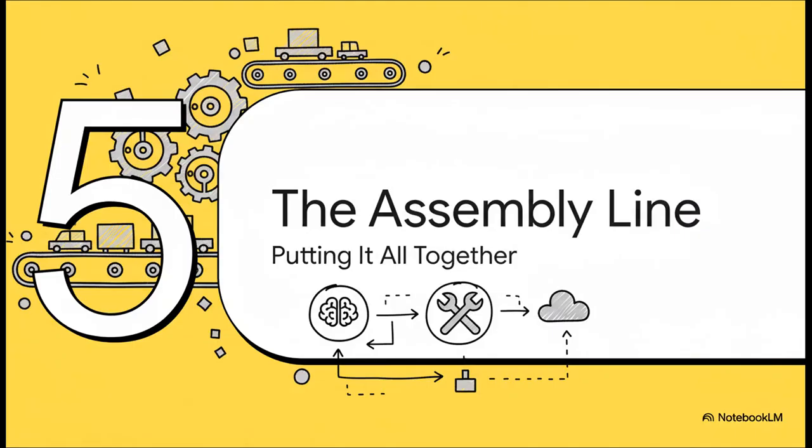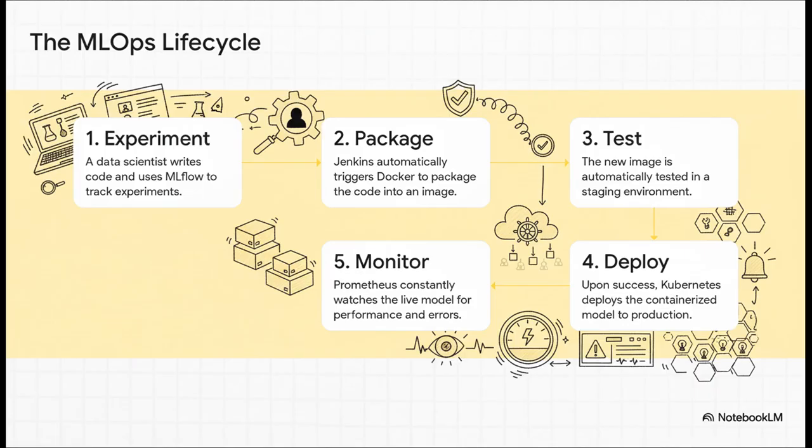Okay, so we've looked at the problem, we've talked about the philosophy, and we've met the core tools. Now let's put it all together. Let's watch our AI assembly line in action from start to finish. And here it is. This is the entire flow. It starts with a data scientist doing their work, tracking everything with MLflow. When they're ready, they commit their code.